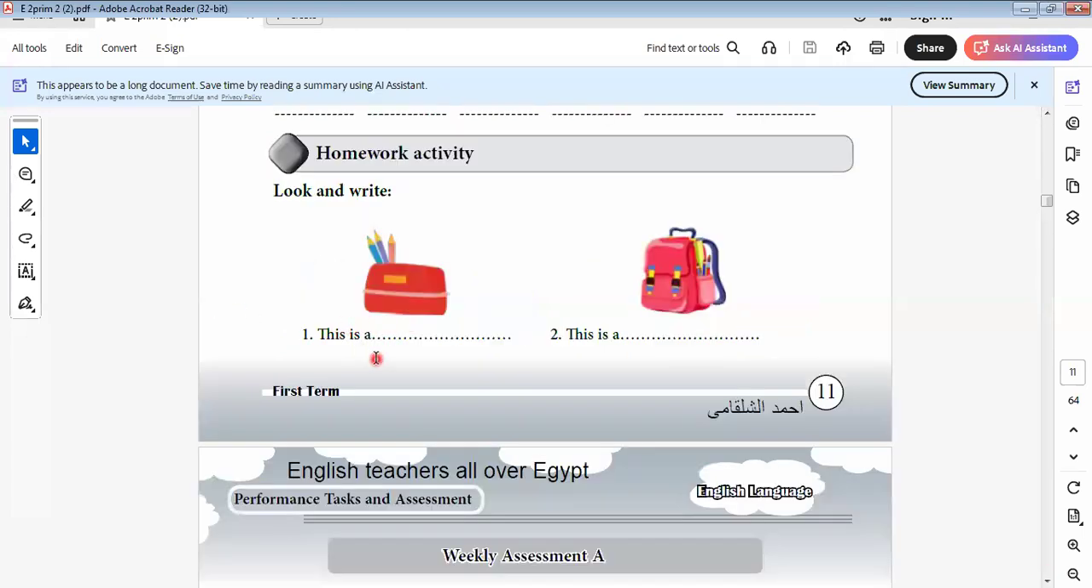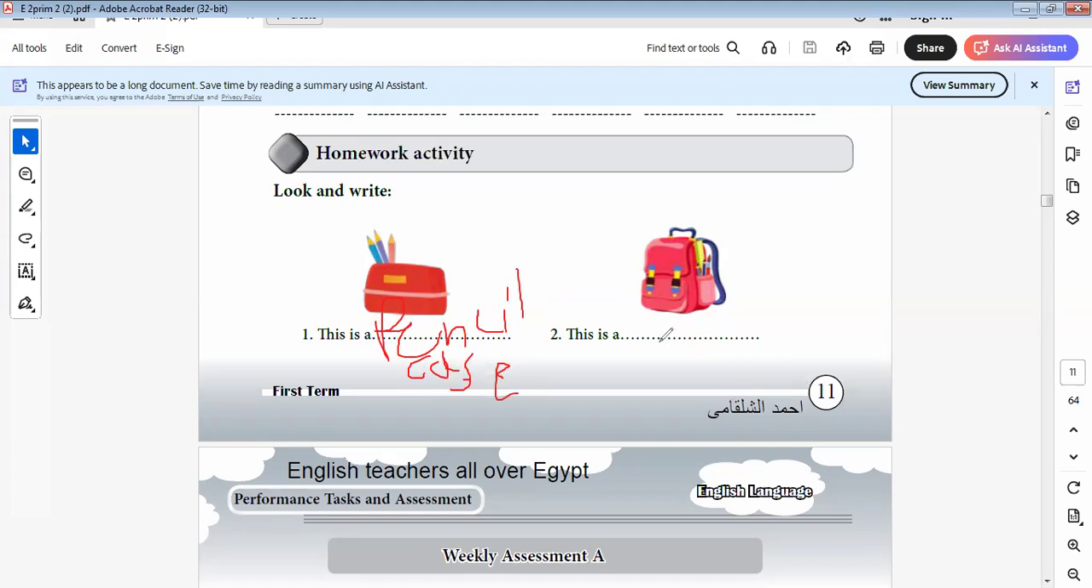This is a pencil case. And I would like to say something, grade 2. If in the exam you want to write a sentence, say "This is a something." It's a simple sentence and there can be no misunderstanding here.